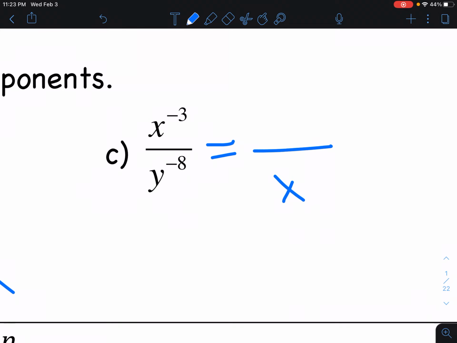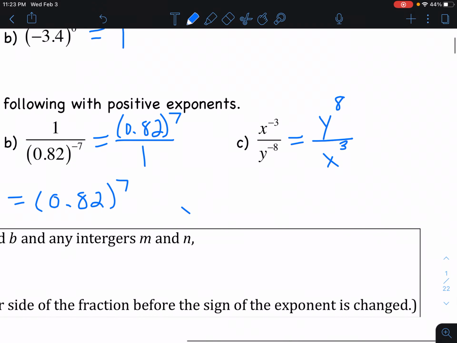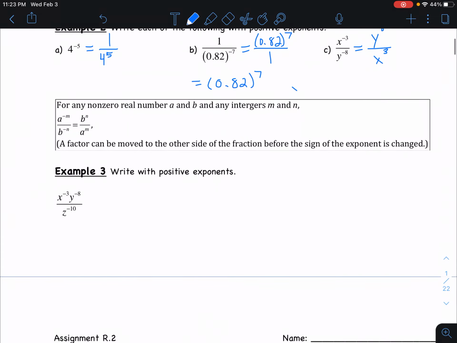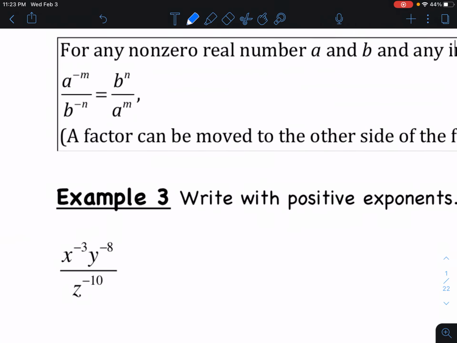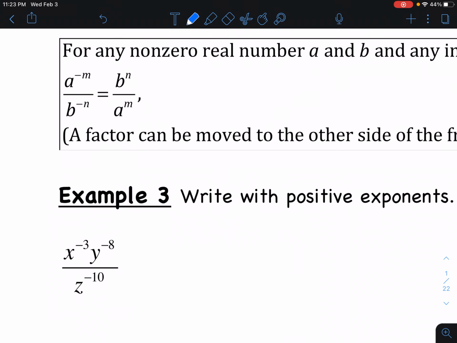The x will move to the bottom, giving a change to a positive exponent, and the y will move to the numerator, changing to a positive exponent. Whenever you see a negative exponent, you move the placement of it and you change the exponent to positive. Okay, and that problem is this rule right here.